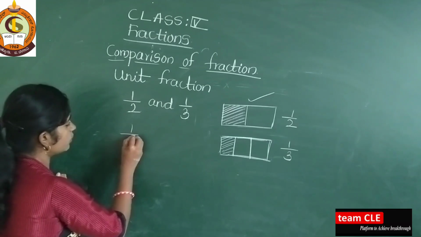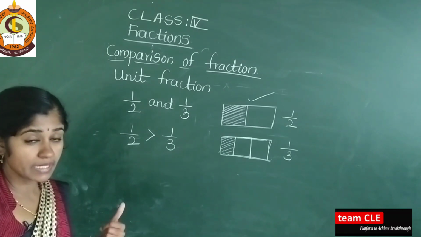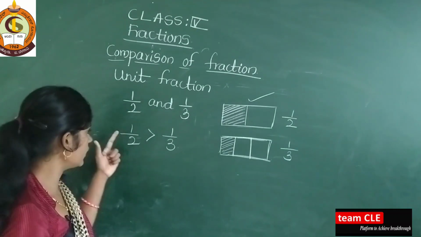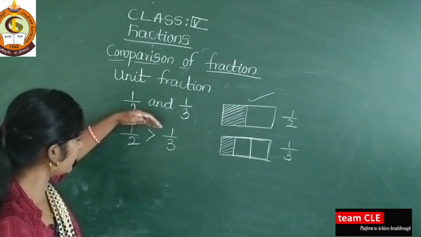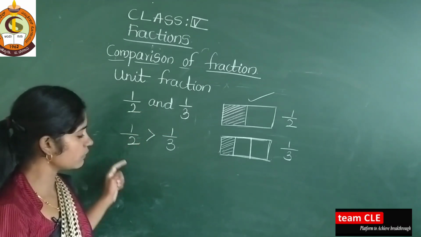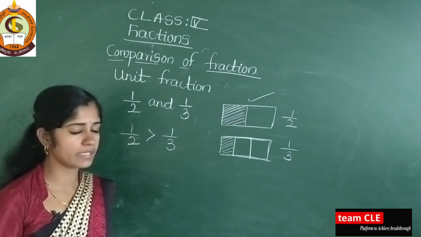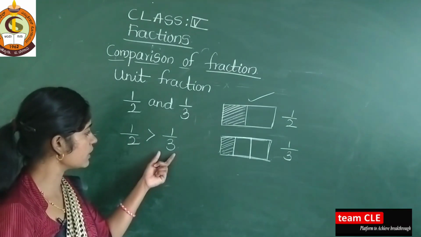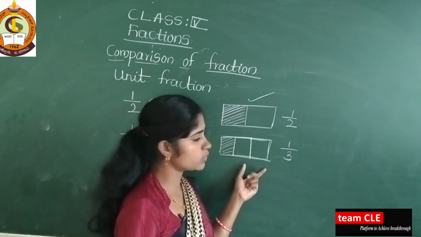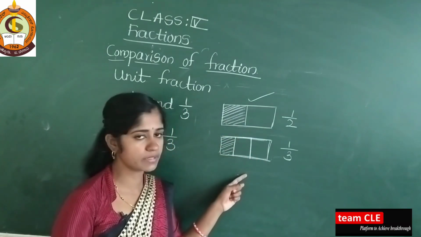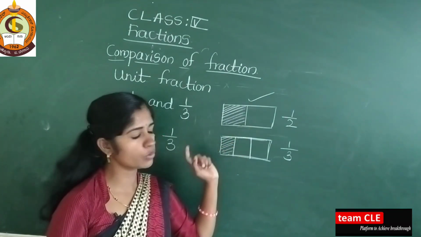Therefore, see here 1 by 2 and 1 by 3. Which one is greater? 1 by 2. So when unit fractions are there, compare the denominators, and the one with the smaller denominator is greater. Put the sign on that side. So 1 by 2 is greater than 1 by 3. Think of it as chocolates: here I made 2 parts and here I made 3 parts. Here I will get the bigger chocolate piece. So 1 by 2 is greater.